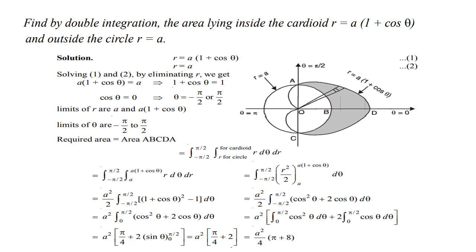So when we integrate this with respect to d theta, we will be getting an answer as a square integral of 0 to pi by 2 cos square theta plus 2 cos theta d theta. So when we integrate this with respect to d theta and simplify it, we will be getting it as a square into (pi by 4 plus 2 into sine theta) from 0 to pi by 2, and when we simplify this we will be getting it as a square into (pi by 4 plus 2), which is nothing but a square by 4 into (pi plus 8). So here I have shown step by step simplification.